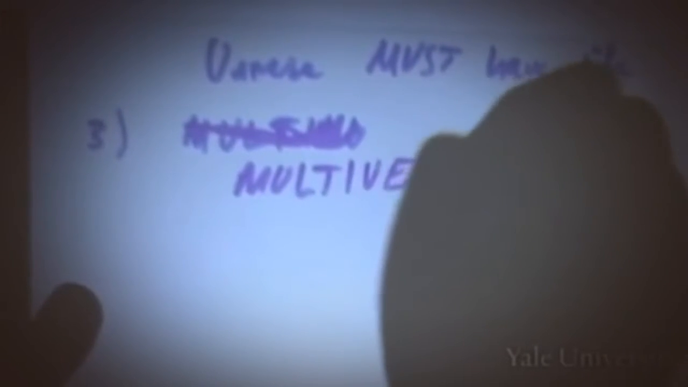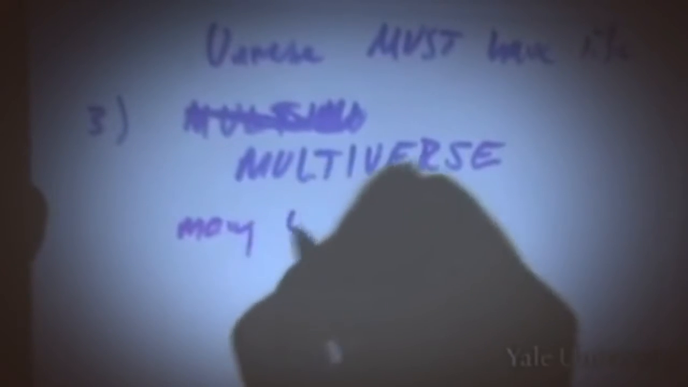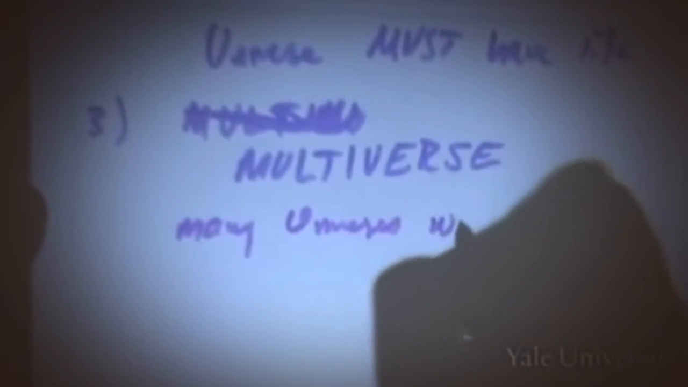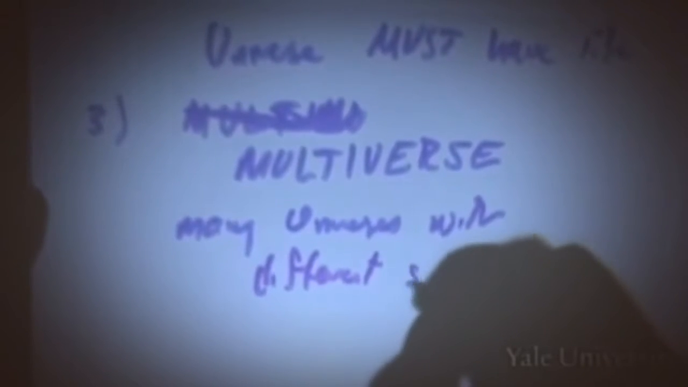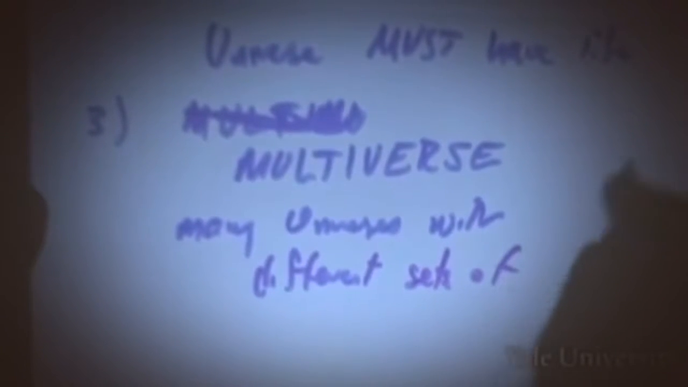But the approach to this, which is getting the most attention at the moment by the kinds of people who think about these things, is the concept of the multiverse. Universe is one universe. Multiverse is many. So the idea is that there are many universes with different sets of constants, sets of numbers and laws.